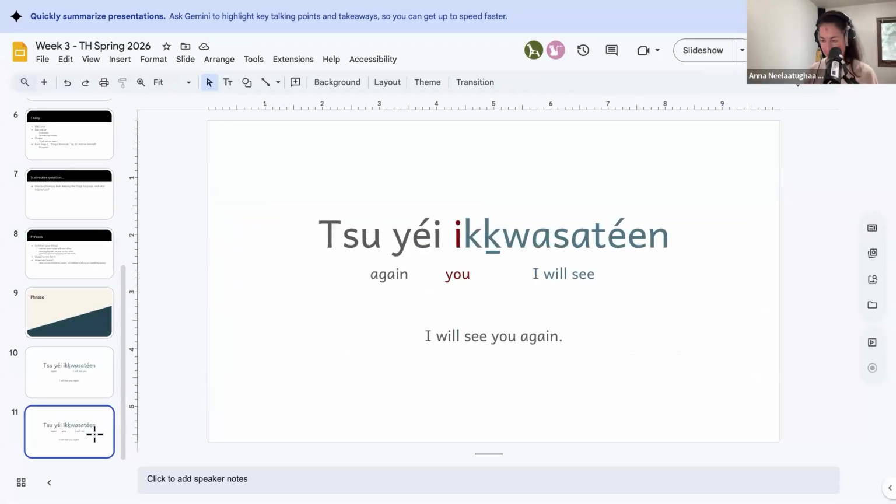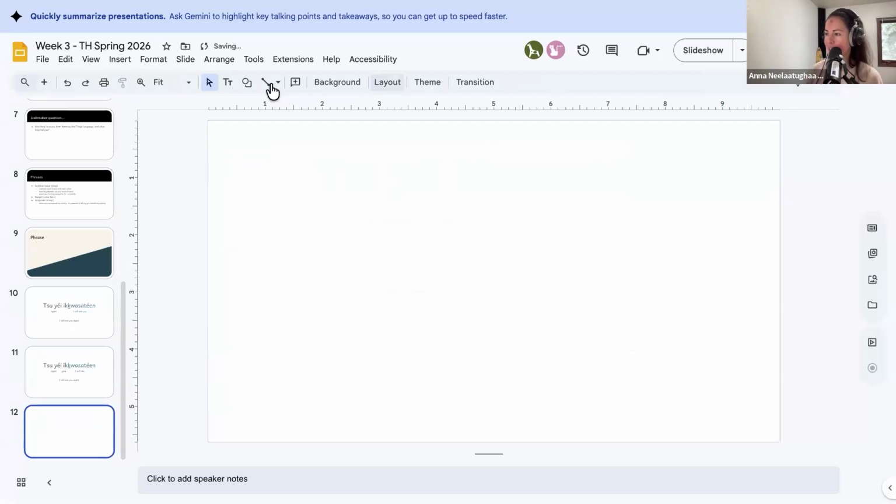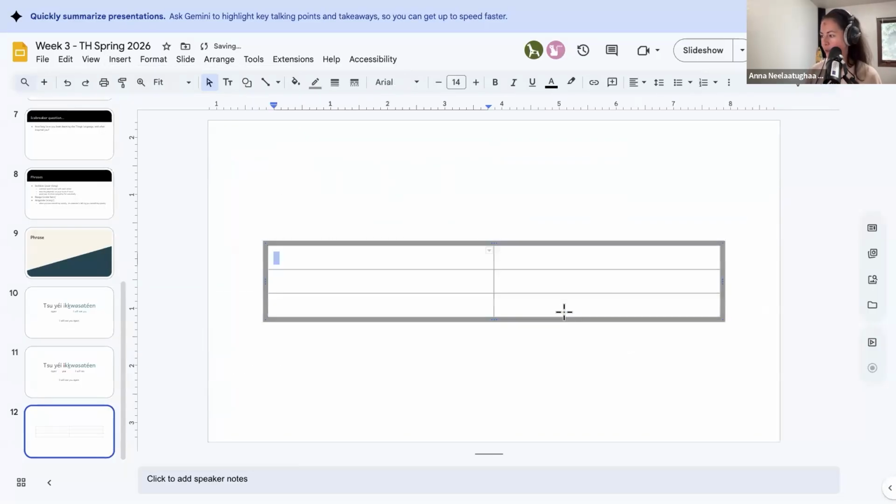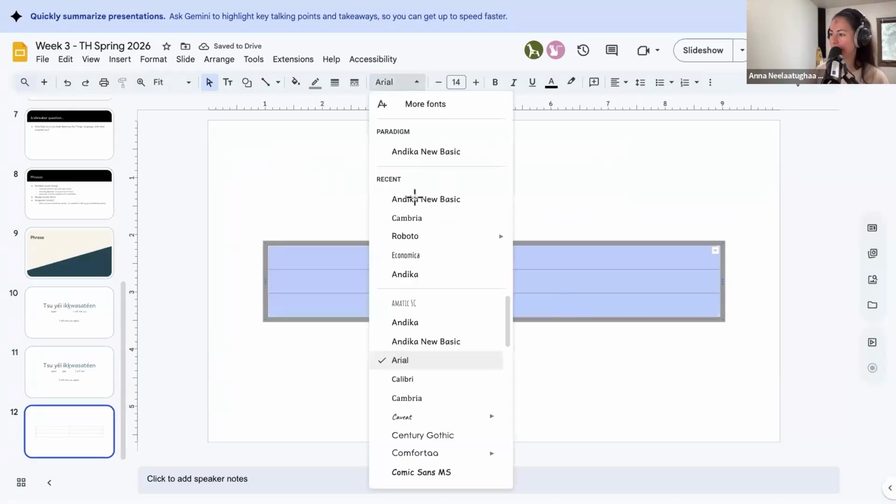I kind of wanted to ask you guys, what other phrases or words have you heard before in Tlingit? No pressure, but if this isn't your first class, if you've taken some classes before, are there words or phrases that you know in Tlingit that you want to share?